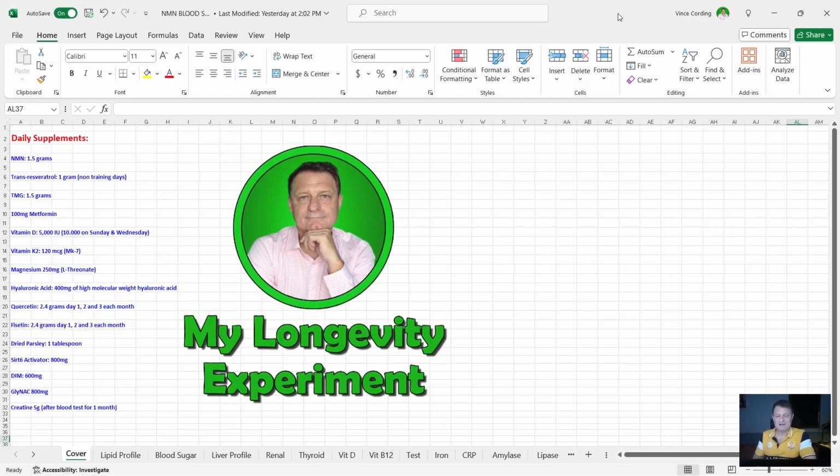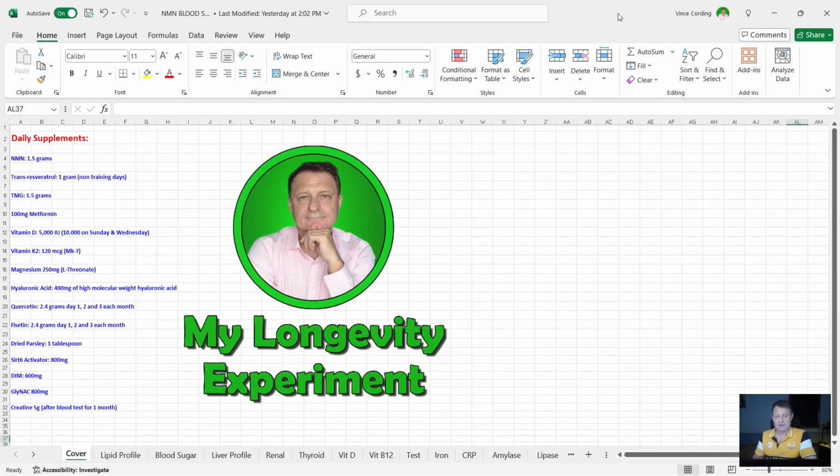Vitamin D3, 5,000 international units per day, 10,000 on a Sunday and a Wednesday, because in my last blood test my vitamin D levels were down quite a lot, and we'll see now if this has had an impact on it. Vitamin K2, 120 micrograms per day, MK7 version. Magnesium, 250 milligrams a day, L-threonate version. Hyaluronic acid, 800 milligrams per day of high molecular weight hyaluronic acid.